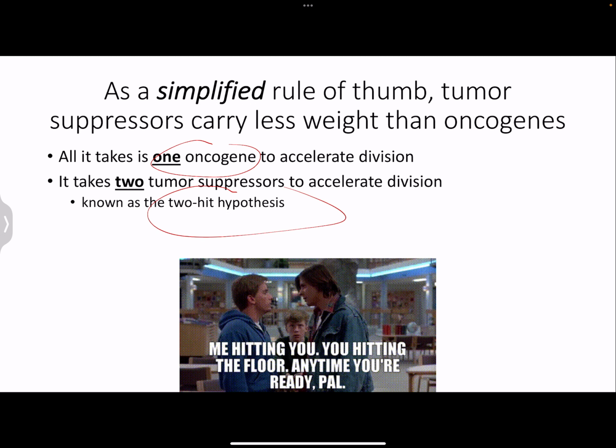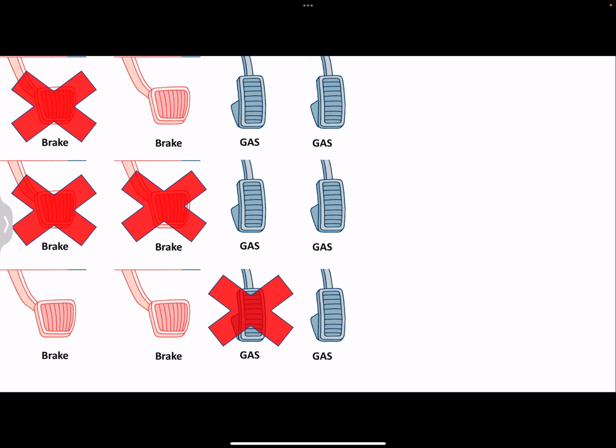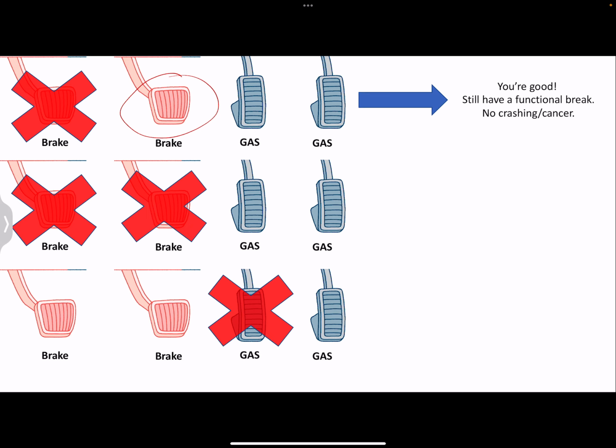This is known as the two-hit hypothesis. So we can kind of see this here. Imagine you have a car and, for whatever reason, a weird car, there's two brakes and two gas pedals. So what happens if just one of the brakes is fine? Well, if one of the brakes is fine, I'll just use this brake. I don't need that second brake. I kind of have a backup brake, which is nice. So you're good, no cancer, because you just typically need one brake.